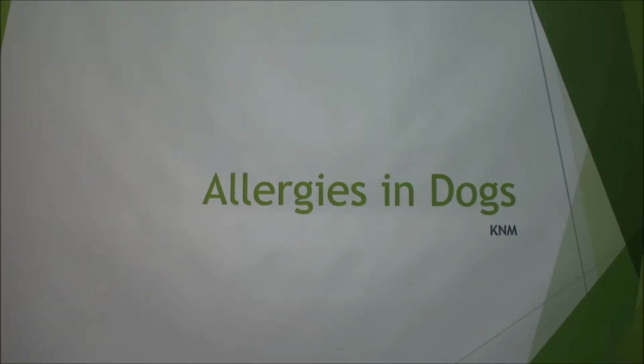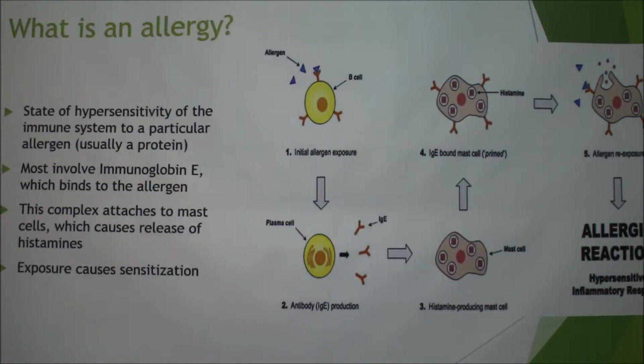Go ahead. Okay, so today I'm going to talk about allergies in dogs. So first, what is an allergy? It's basically an overreaction of the immune system to a specific allergen. This can be things like pollen, like how you get seasonal allergies in the spring. It's usually a protein, and it usually involves immunoglobulin E. And so the immunoglobulin binds to the allergen.